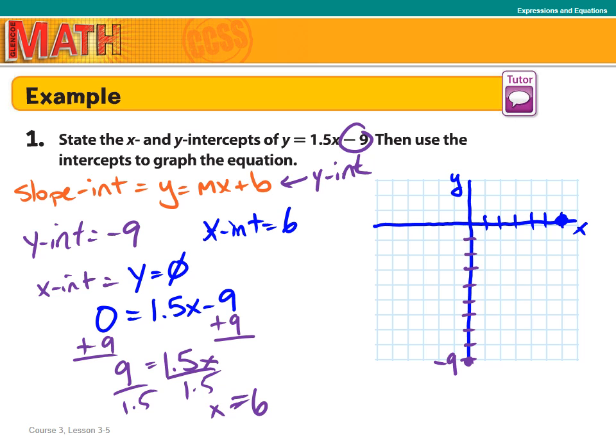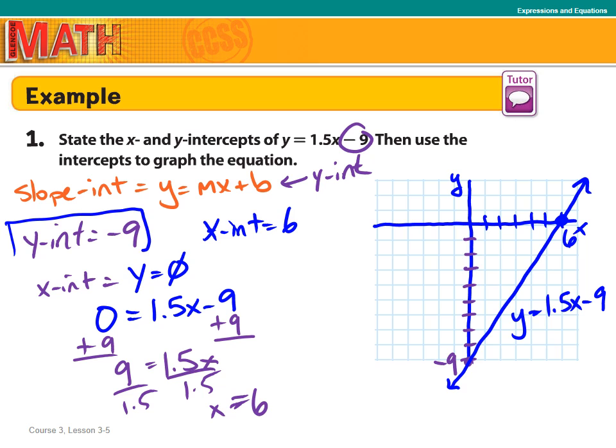To graph any line, I need 2 points, and those are my 2 points. I can connect these points together, and now I have graphed y is equal to 1.5x minus 9. So again, we're looking for the y-intercept, which is given to us automatically when the equation is in slope-intercept form. Then we're looking for an x-intercept, and to find it, we make y equal to 0 and then simplify.